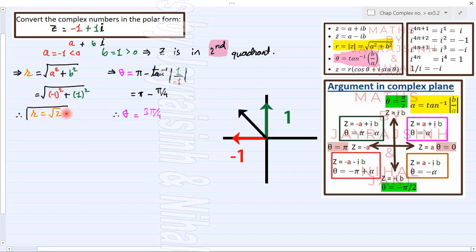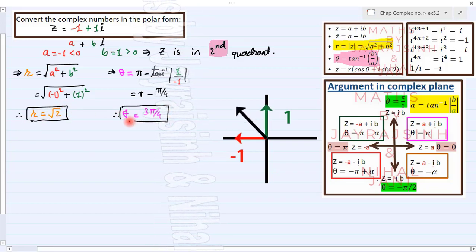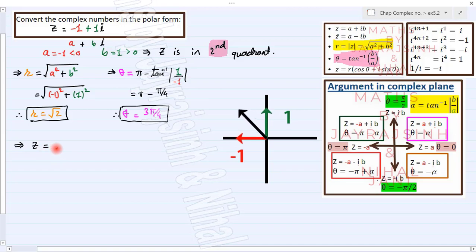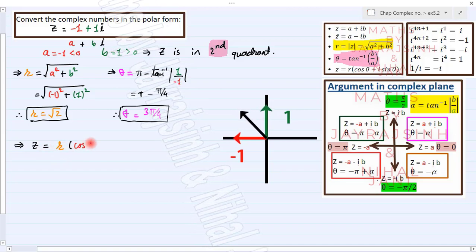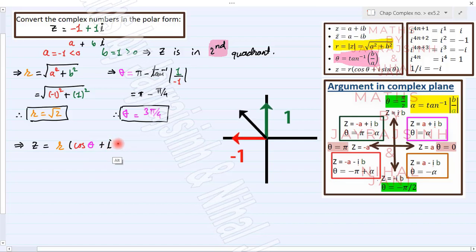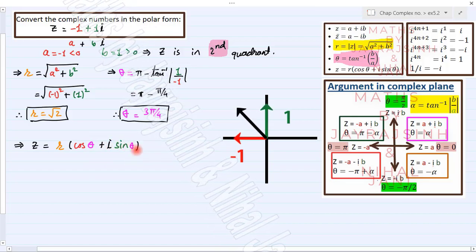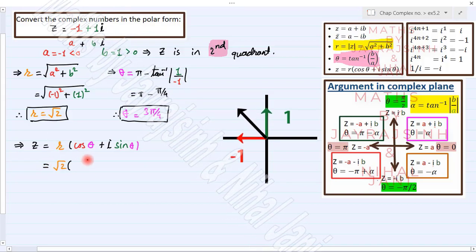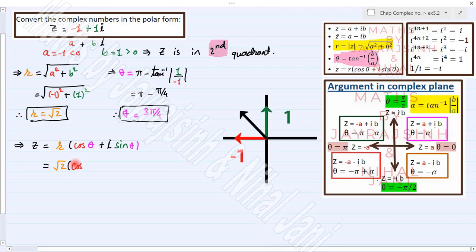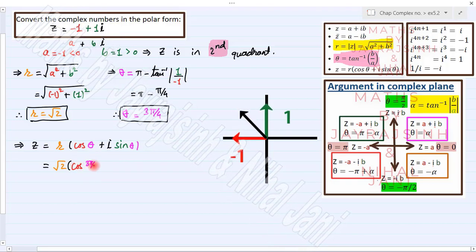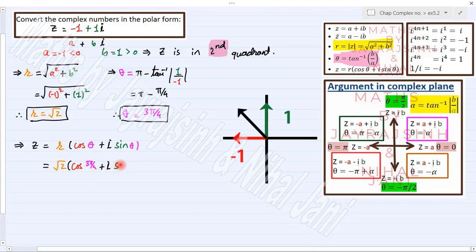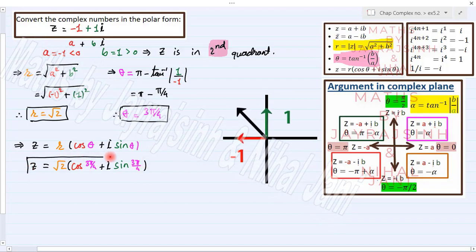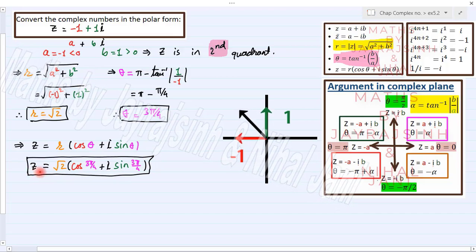So we get our required quantities and we are ready to convert our complex number into the polar form, which is r cos theta plus i sin theta. Just substitute the values. Your modulus is root 2 and theta is 3 pi by 4. So you'll get root 2 times cos 3 pi by 4 plus i sin 3 pi by 4. So tada! We get our polar form of the complex number.